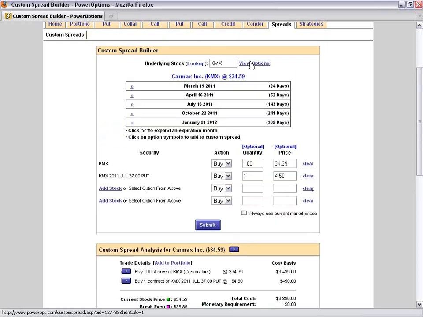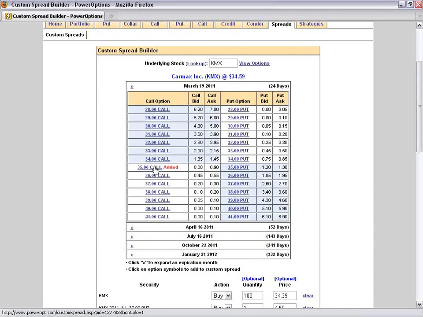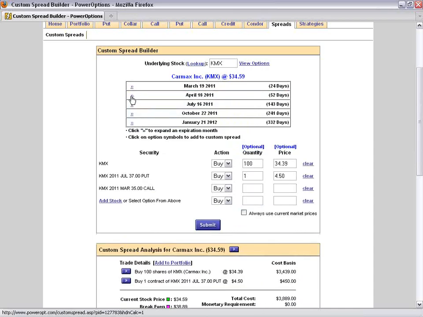So for this example on CarMax, let's just look at the March calls. They have relative premium. The 37 again is at 20 cents. The 36 is at 45 cents. We looked at that one, but let's go ahead. I hate to do this, but let's go ahead and add the 35 call. You know what? No. Let me do the 36 call, but let's do it for April.